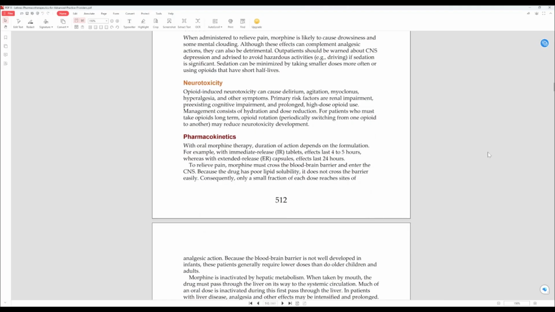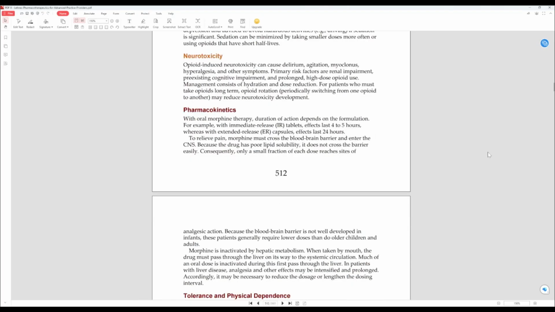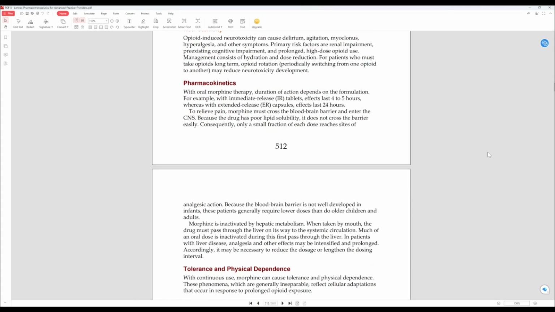Neurotoxicity. Opioid-induced neurotoxicity can cause delirium, agitation, myoclonus, hyperalgesia, and other symptoms. Primary risk factors are renal impairment, pre-existing cognitive impairment, and prolonged high-dose opioid use. The management consists of hydration and dose reduction. For patients who must take opioids long-term, opioid rotation may reduce neurotoxicity development.